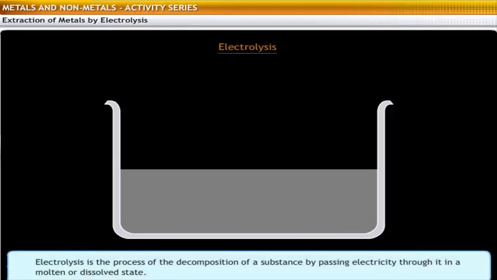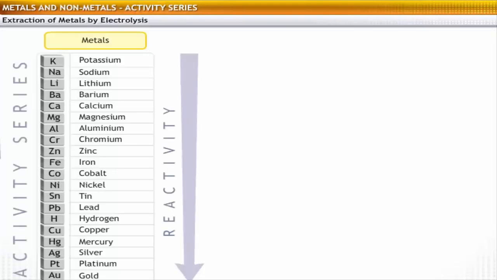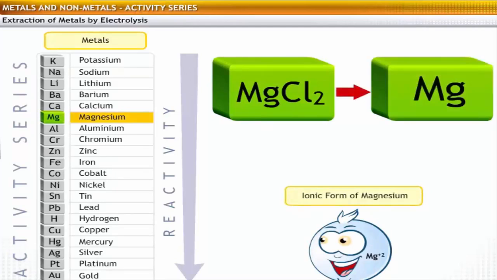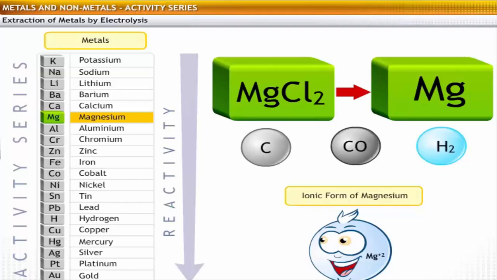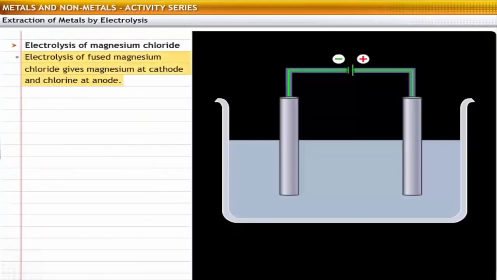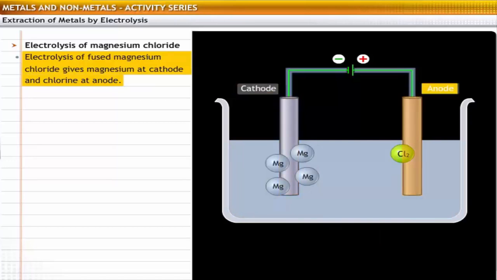Therefore, these metals are refined by another method known as electrolysis. Electrolysis is the process of the decomposition of a substance by passing electricity through it in a molten or dissolved state. Consider magnesium chloride ore. Magnesium is highly reactive and therefore cannot be reduced by common reducing agents like carbon, carbon monoxide, and hydrogen. Therefore, magnesium is extracted by electrolysis. Electrolysis of fused magnesium chloride gives magnesium at cathode and chlorine at anode.